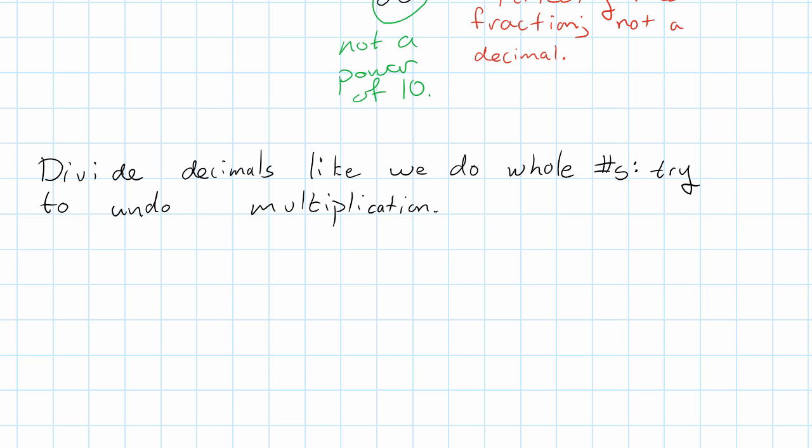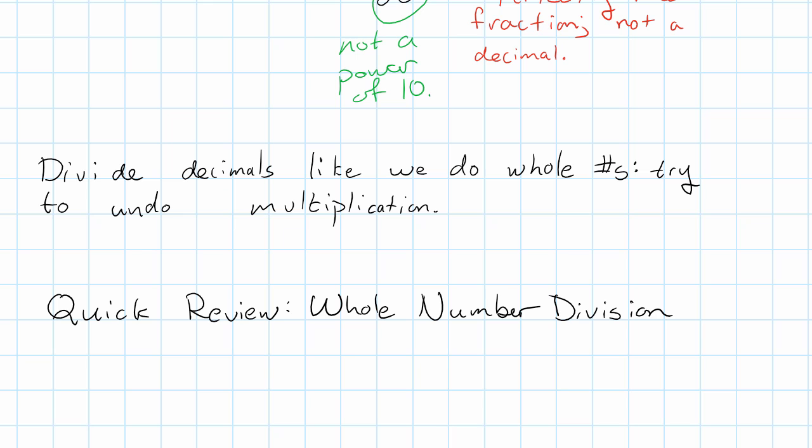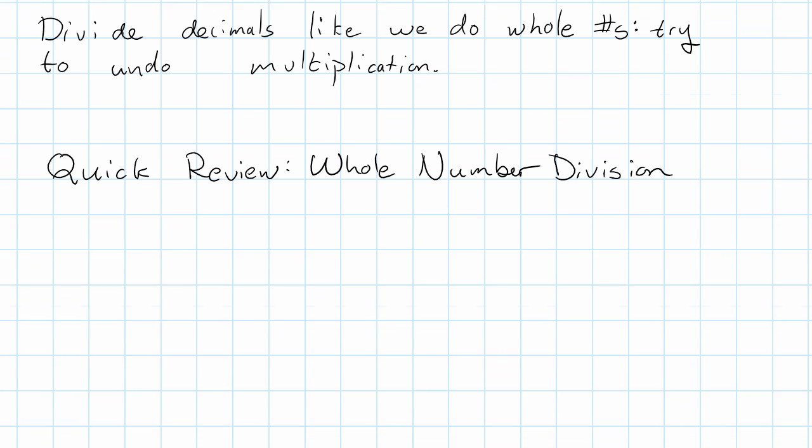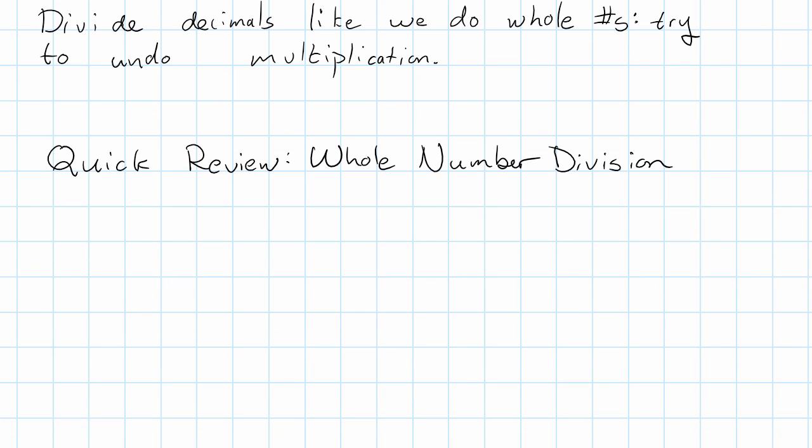Okay. I think that before we tackle decimal division, we need to take just a minute to review whole number division. I told you that this was coming. Here it is. How do we do whole number division? The process of doing whole number division is a process of guessing one digit at a time and then seeing what's left over.